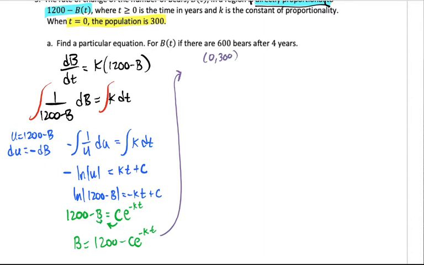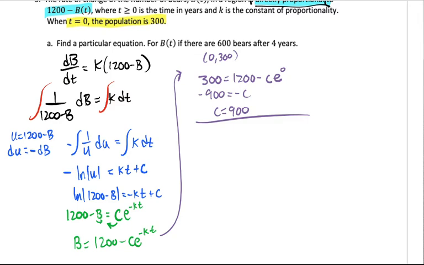So I got that point, (0, 300). At t equals 0, population's 300. We got 300 equals 1200 minus c e to the negative k times 0, so just 0 up there. All right, so this is going to give me negative 900 equals negative c, so c is just going to equal 900.